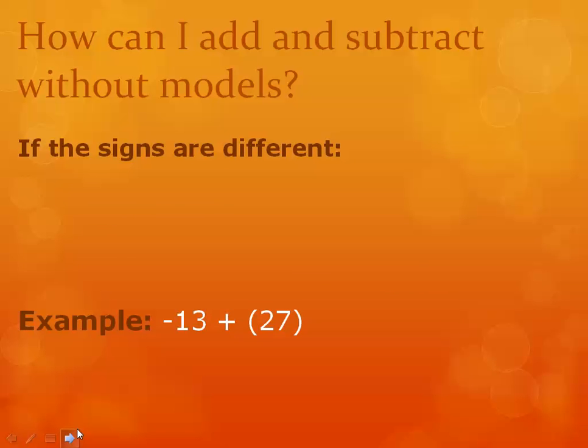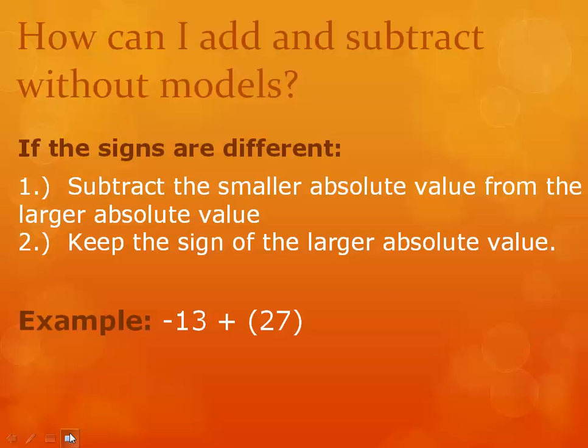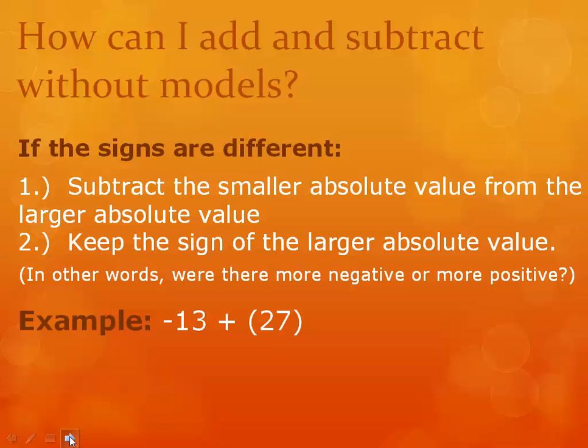If the signs are different, first you should subtract the smaller absolute value from the larger absolute value. In other words, ignore the signs and subtract larger minus smaller. Then keep the sign of the larger absolute value. Or in other words, did you have more negatives or more positives? That's the sign you should keep.